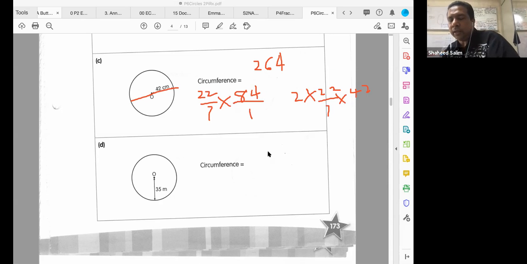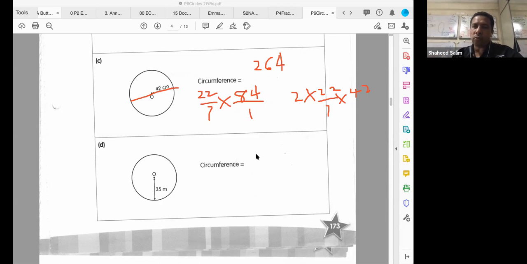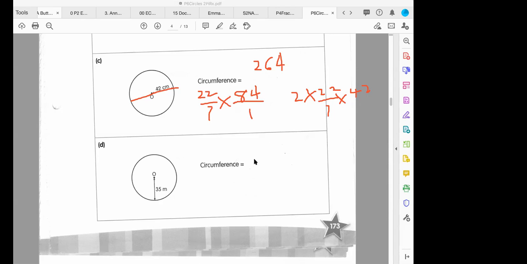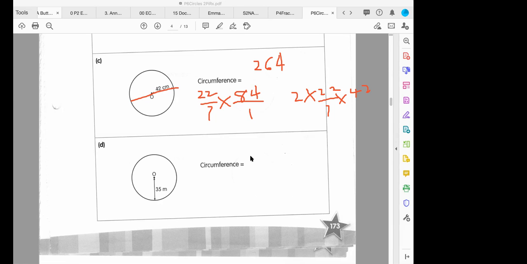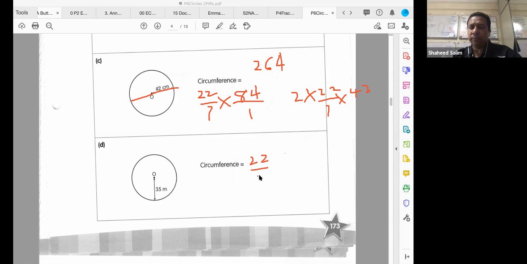Ilhan, what's your answer for D? The answer is 220. What about Zahin? You got 220? Yes. Okay, 22/7 times 70. Okay, good. 220. Well done. You get 10 here. 22 times 10, 220. But remember, up here is meters and down here is cm. All right, well done. I think you are all progressing very fast.